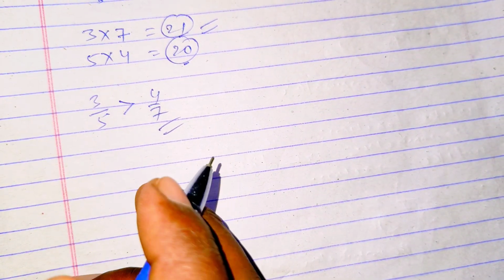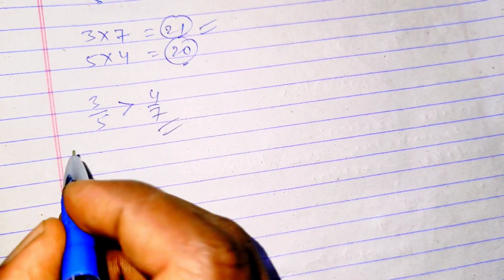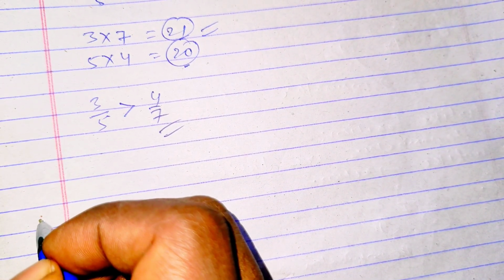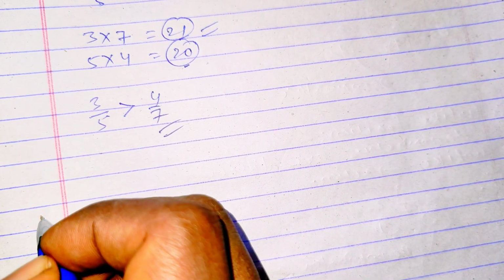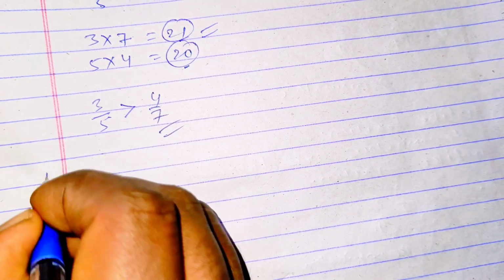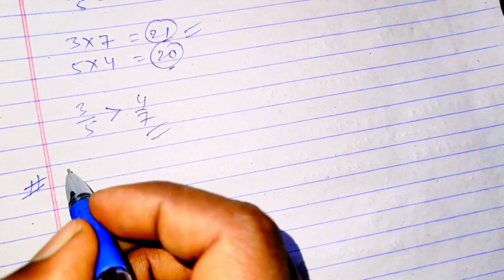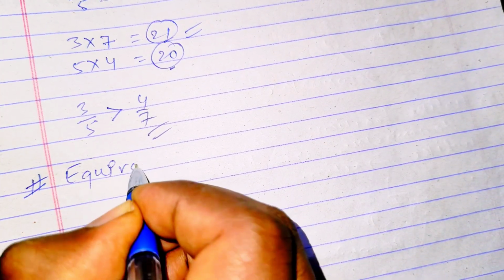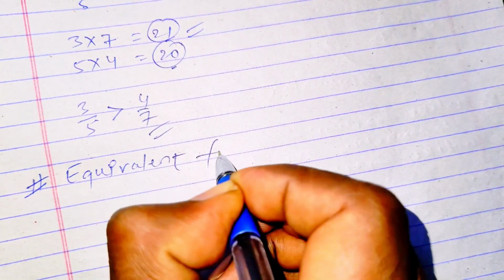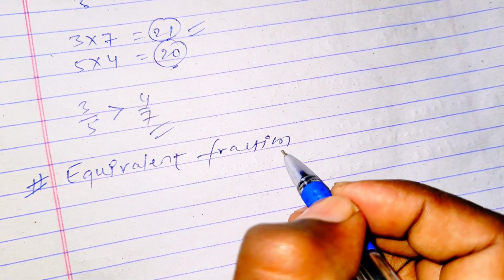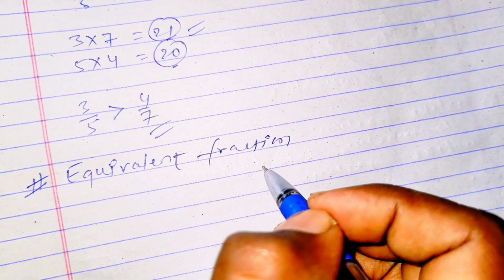Now the new term is equivalent fraction. We have just studied comparing fractions, in this way we can find which is lesser and which is greater. Now it's time for another topic, that is equivalent fraction. So how to find an equivalent fraction?